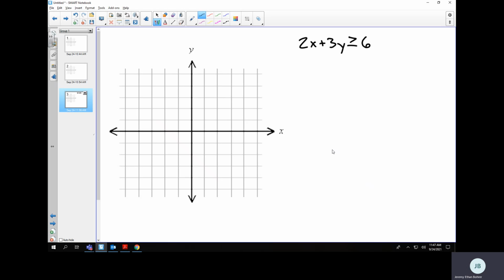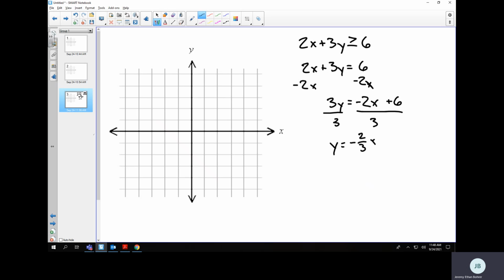We're just going to start by saying 2x plus 3y equals 6, and we're going to solve for y, so we can have a linear equation that we can work with. We'll subtract 2x from both sides, which gives us 3y equals negative 2x plus 6, and then we'll divide everything by 3 to get y equals negative 2/3 x plus 2.